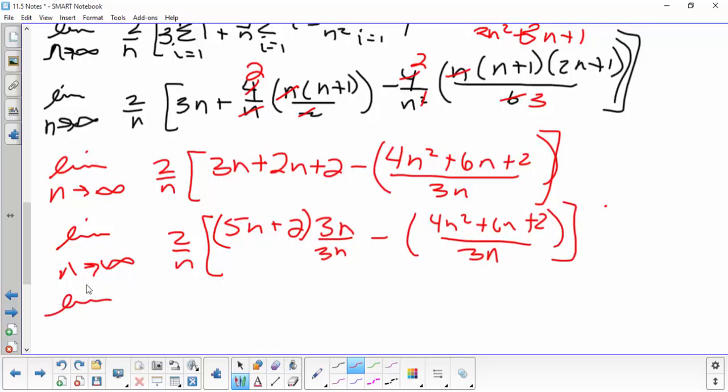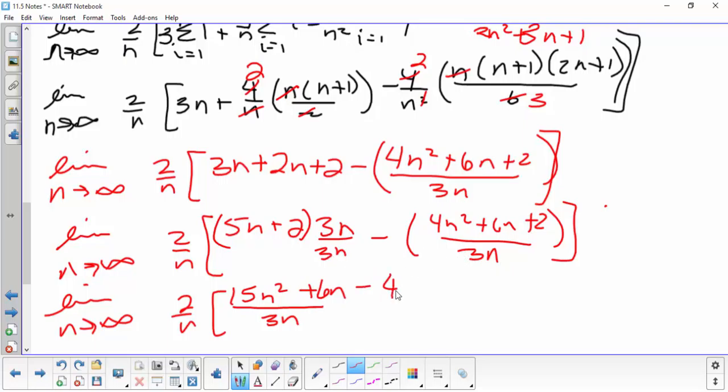So we have the limit as n approaches infinity of 2 over n times, distributing here, 5 times 3 is 15n squared. And then we have the 2 times 3 gives us 6n over 3n. And from that, because we now have one common denominator, I can just keep going. Minus 4n squared minus 6n minus 2. And this whole thing is over the 3n.